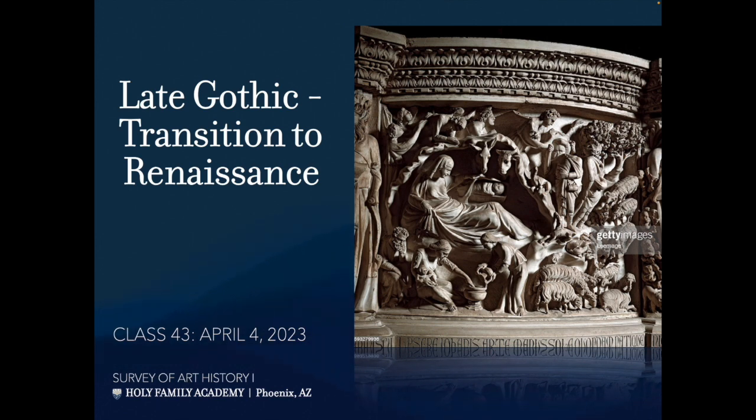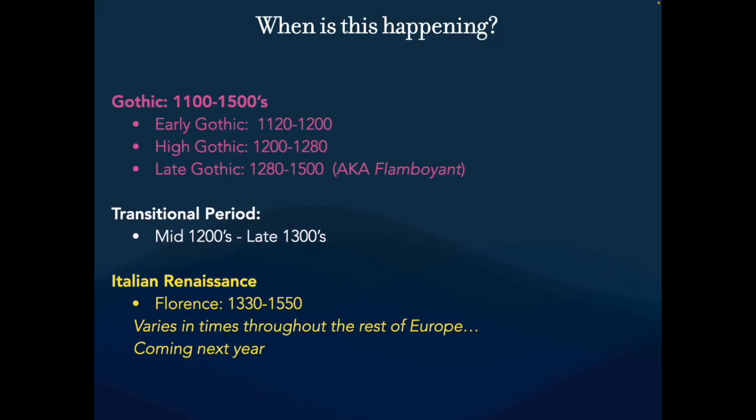So here's your refined or revised timeline. We've gotten rid of all the medieval stuff up there. This is the same pink that we've seen before. So early Gothic, high Gothic, late Gothic. Obviously, English Gothic is all throughout here as well. This is what we're going to be looking at here, this transitional period. It goes from the mid-1200s to the late 1300s. As you can see, this transitional period is going to overlap here because a lot of the Gothic is happening still in England.